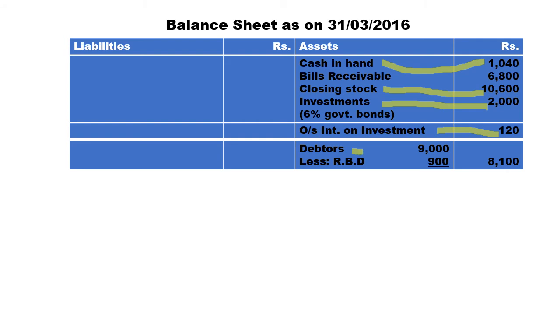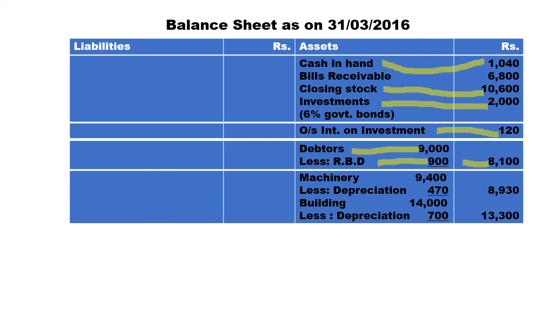Next one, debtors closing balance we have identified by preparing total debtors account, 9,000 rupees, less RBD, provision for doubtful debts. As per the adjustment, 5% provision to be created, so 900, so closing balance of debtors 8,100. Next, machinery 9,400 balance less depreciation 470, so closing balance of machinery 8,930. Building 14,000 less depreciation 700, so 13,300 closing balance of building.